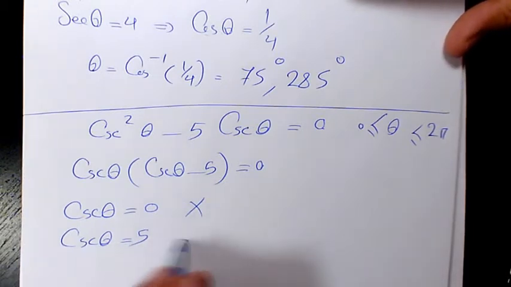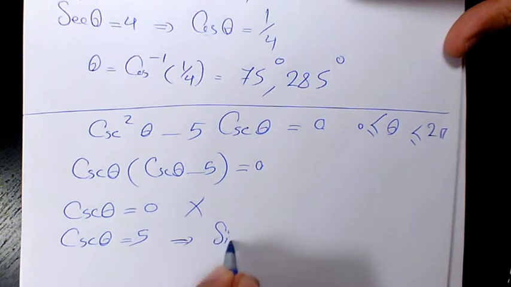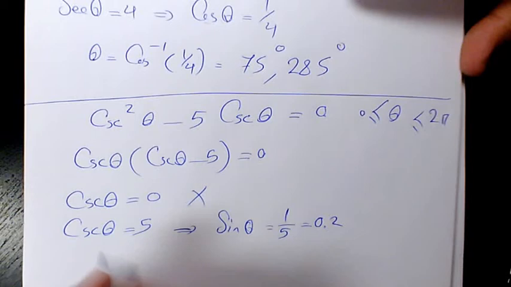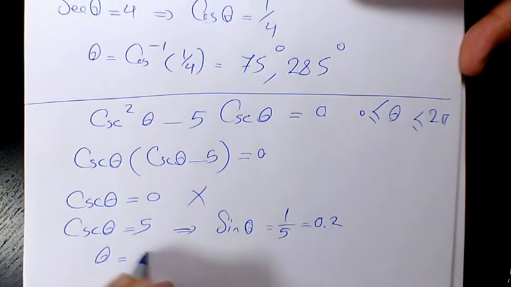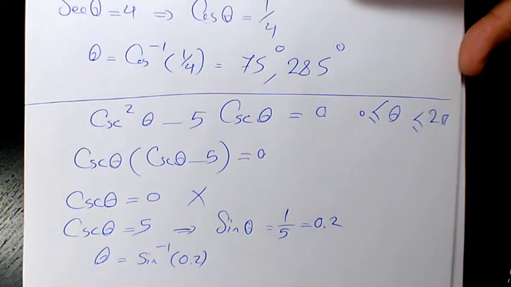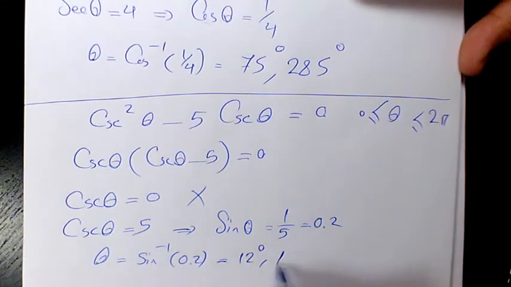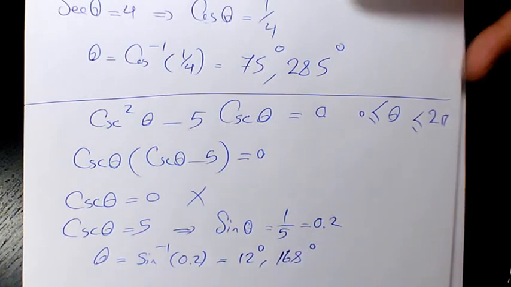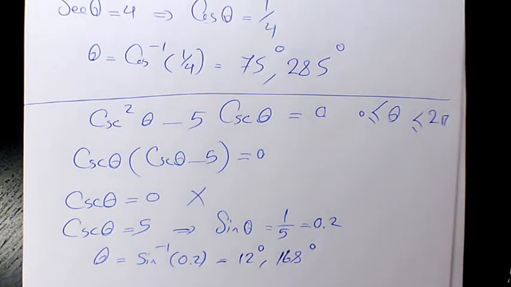Cosecant theta is 5, which means that sine theta is 1 over 5 or 0.2. So theta equals sine inverse of 0.2, which is 12 degrees, and we have one answer in quadrant 2, which is 180 minus 12, which is going to be 168 degrees, is going to be the answer.